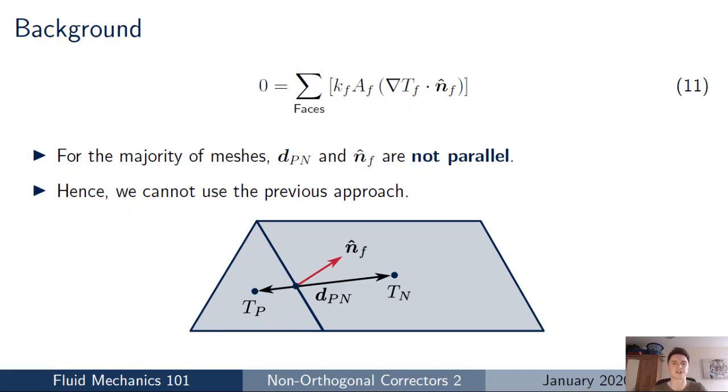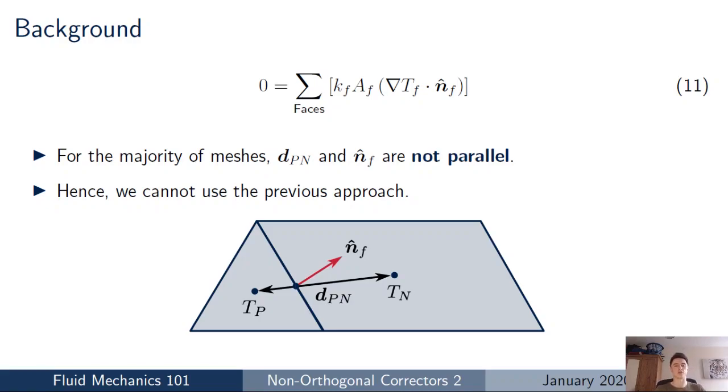However, this brings us to the topic of today's talk, which is that the majority of meshes that you may have constructed and you may see in CFD codes are not made of perfect squares and rectangles. We often have triangles, tetrahedra. Often our rectangles and squares are skewed, so they're not exactly aligned, and that leads us to a situation which we can see in the diagram on the slide, where the line between the centroids Tp and Tn, the vector dPn, is not parallel with the unit normal vector.